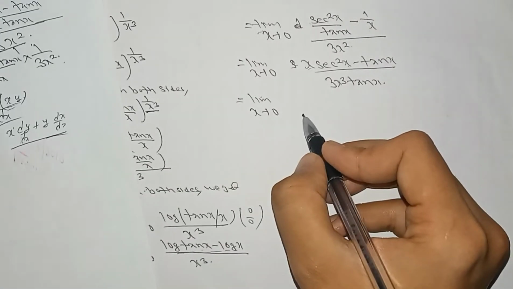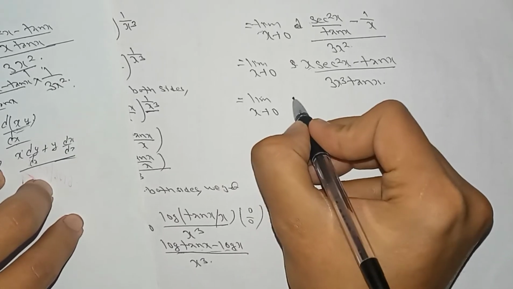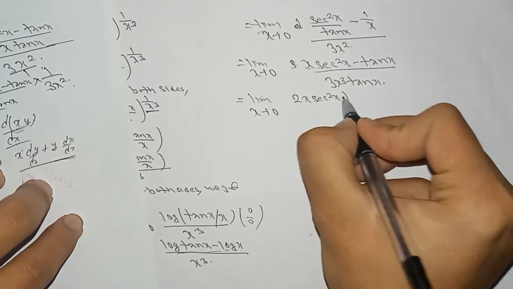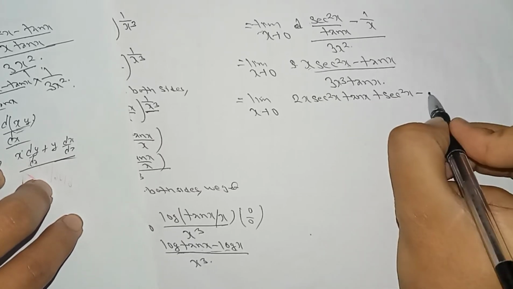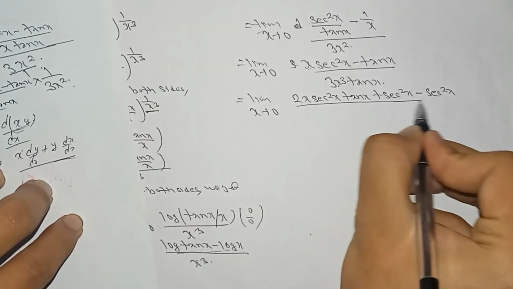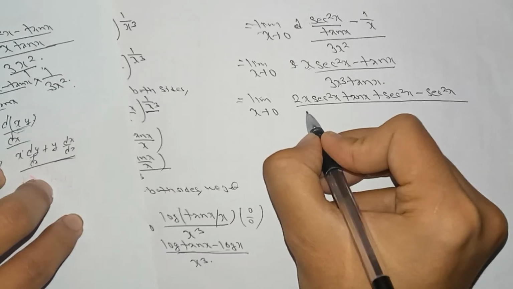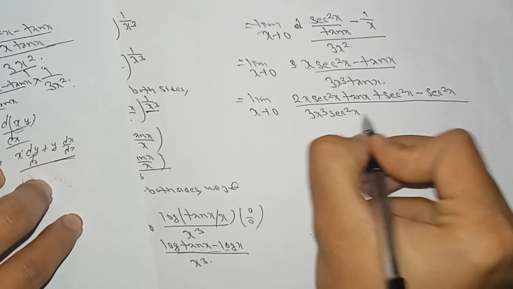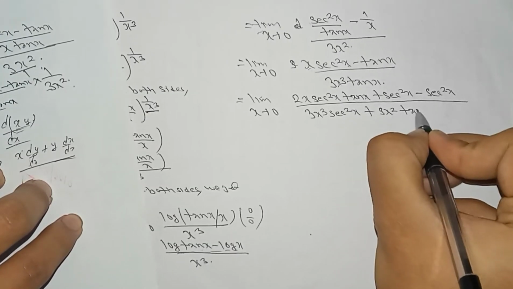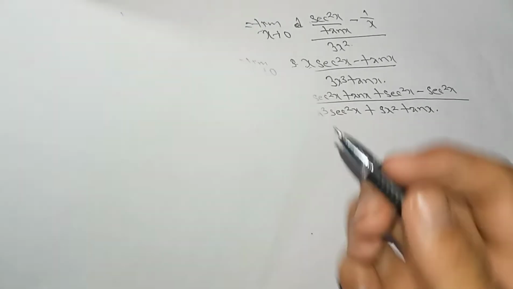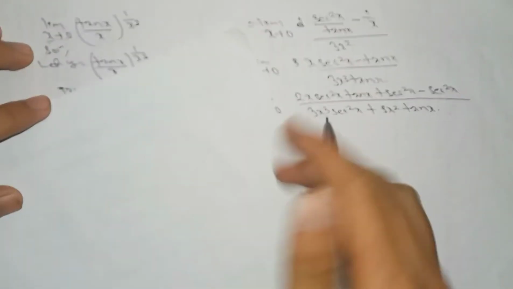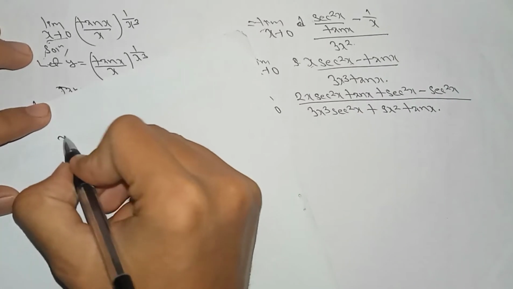So here we can write 2x sec square x tan x plus sec square x minus the derivative of tan x, which is sec square x, and in the lower part we obtain 3x cube sec square x plus 9x square tan x. Okay, so how do we obtain this? We obtain this by performing the derivative of x sec square x.